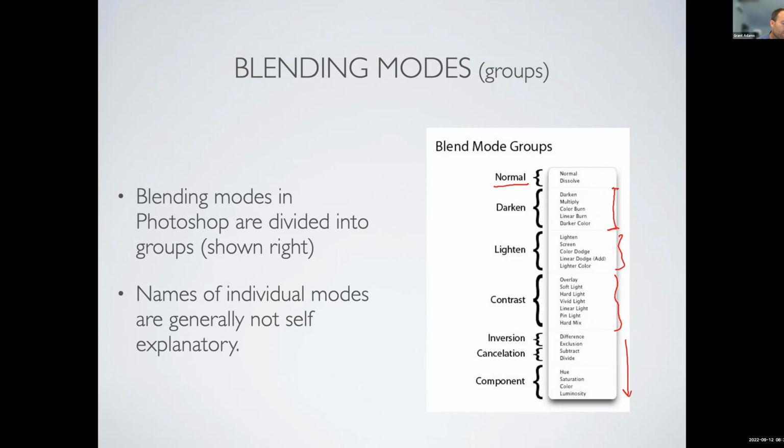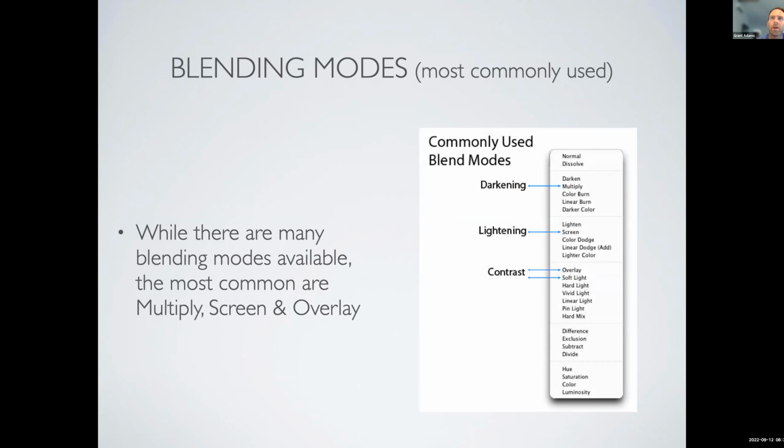Unfortunately, these names don't always correspond to what happens. So we could look at overlay, for example, and that means nothing. But it is something that's going to be very, very common as we go forward. So what are the most commonly used ones? For darkening, we're going to focus on multiply. For lightening an image, we're going to focus on screen. And for contrast, we're primarily going to use overlay, though we might use soft light just a little bit. Those are the most common ones. So multiply, screen, and overlay.